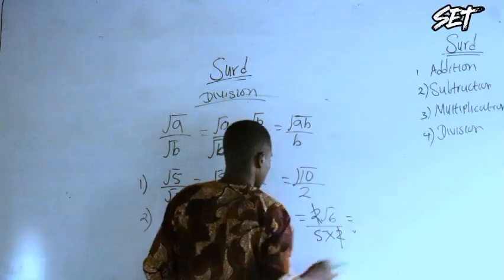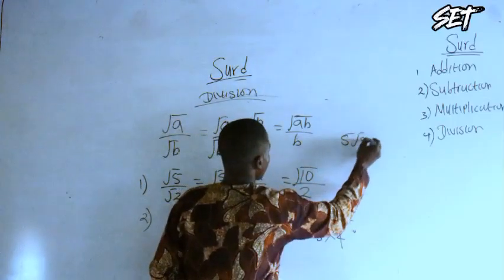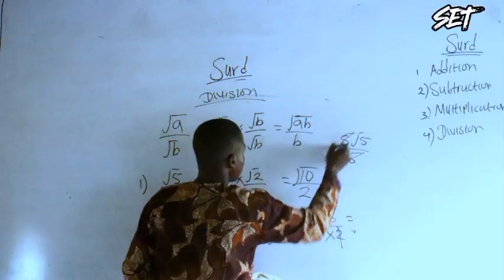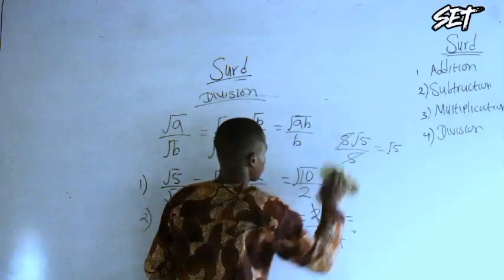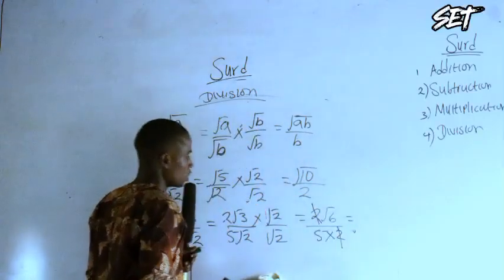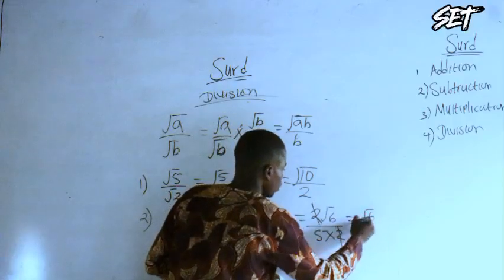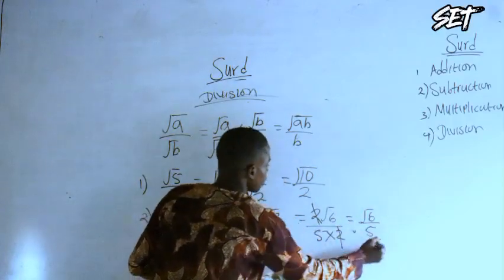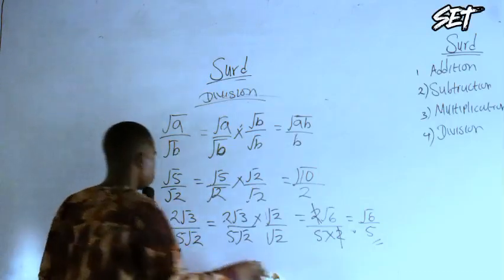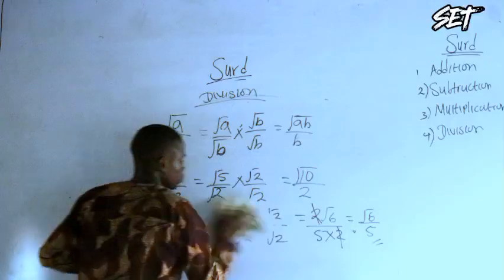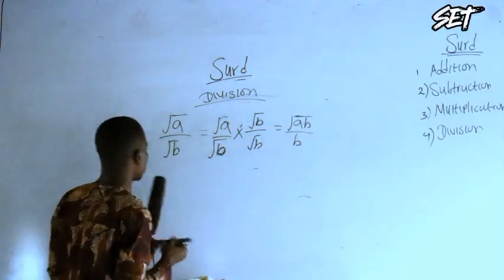Now, the only thing you can do is you can say 5 root 5 all over 5, you can cancel like this. Its answer is root 5. Notice that. Now, this one cancels this. That's why we have root 6 all over 5, remaining 5. That's the answer. Now, notice that. Now, let us look at the next one, by applying the division method.